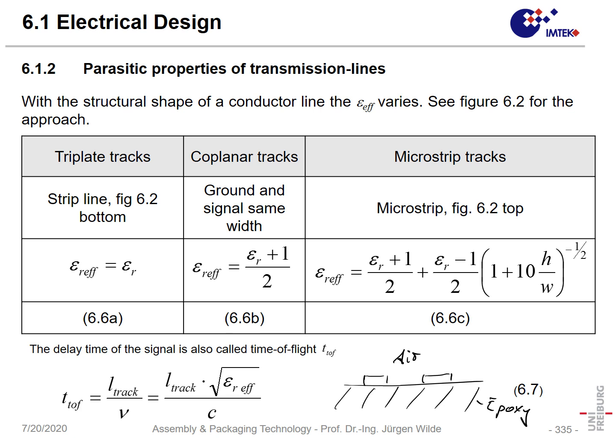Of course, if it's covered with another material, it could be not a 1, but epsilon r1 plus epsilon r2. If the line is just inside that medium, of course, the effective permittivity is just the permittivity of that medium. So that would be a case like that, for instance.